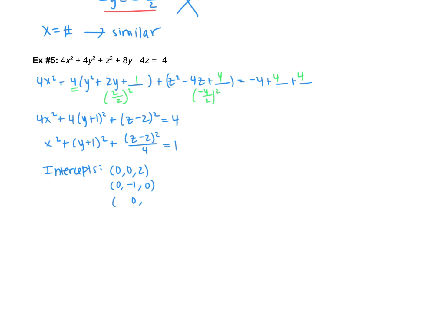And if we make y 0 and z 0, then what I see is that's not possible. I would have x squared, add 1 squared, add 1 is equal to 1. That's not true. x squared equals negative 1. So we're going to say there are no x-intercepts. And the other point that hopefully you can see from the way this is set up is the point 0, negative 1, 2. While that's not on the graph, it's the center of what we're doing.